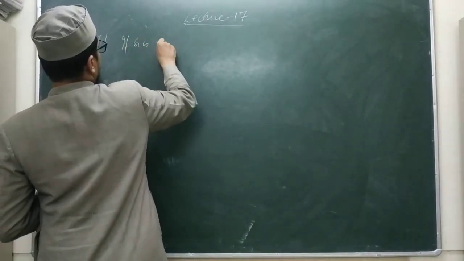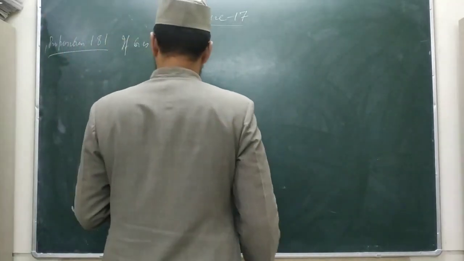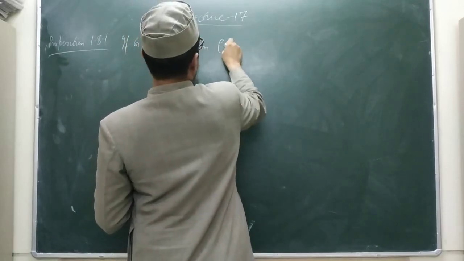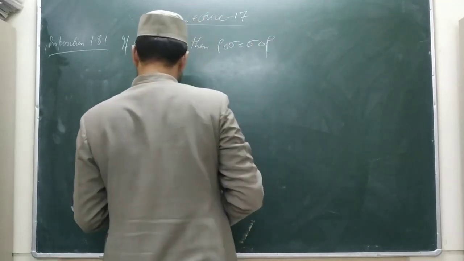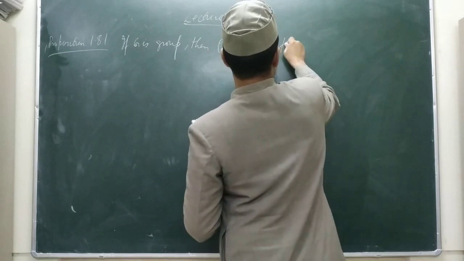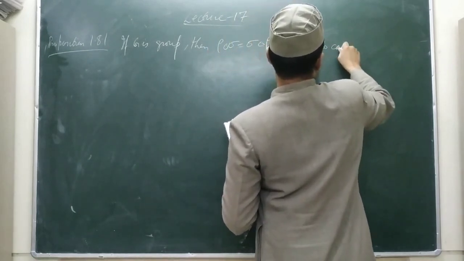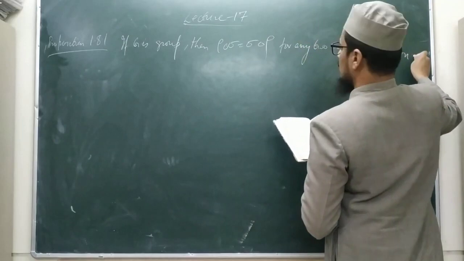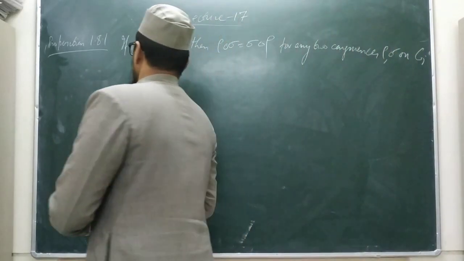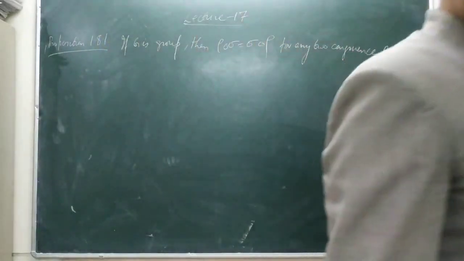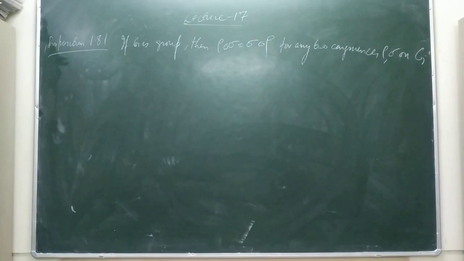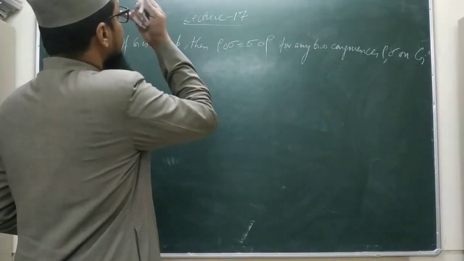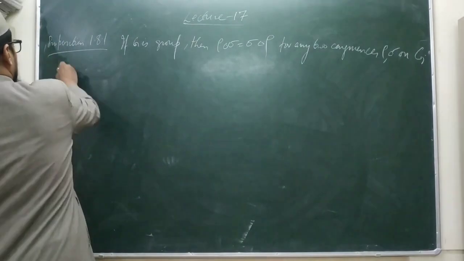If G is a group, then rho composition sigma is equal to sigma composition rho for any two congruences rho, sigma on G. So basically we have to prove that rho composition sigma is equal to sigma composition rho. Proof.